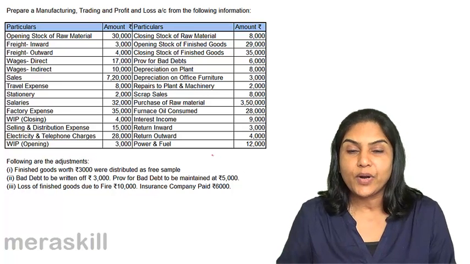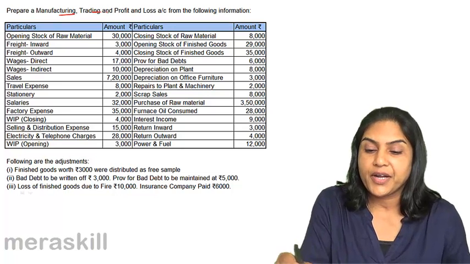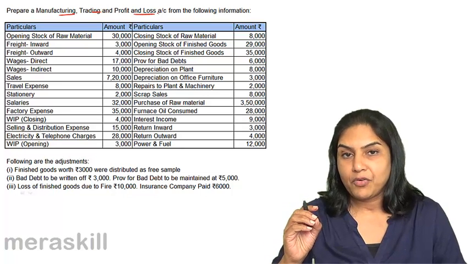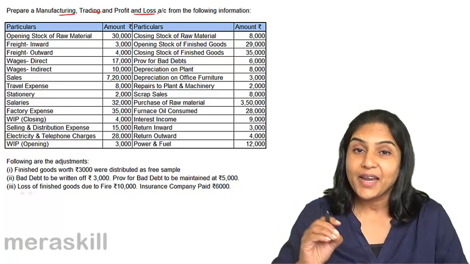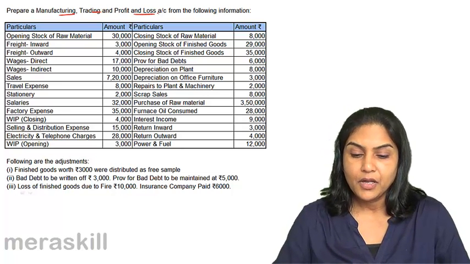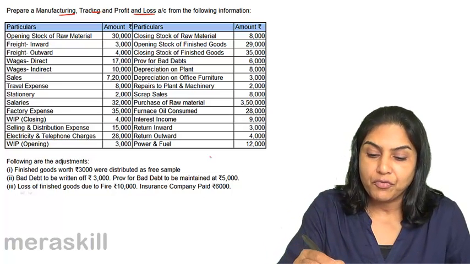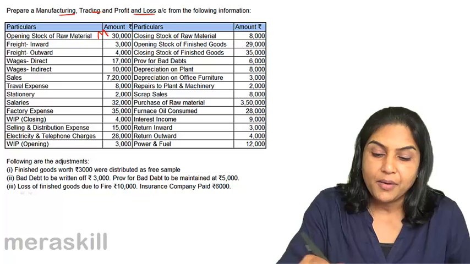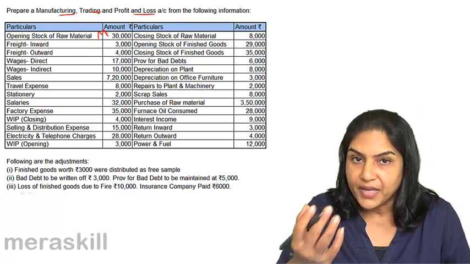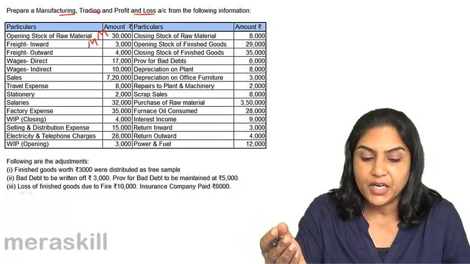Let us consider one complete problem where we have manufacturing, trading and profit and loss account of a sole proprietorship engaged in manufacturing activity. So what do we have here? Opening stock of raw material will go to the manufacturing account. What is freight inward? The cost of bringing the raw material into the factory. It's part of the direct material cost.